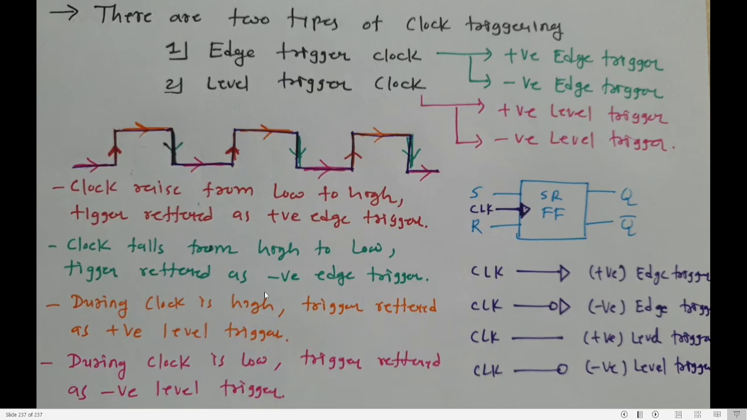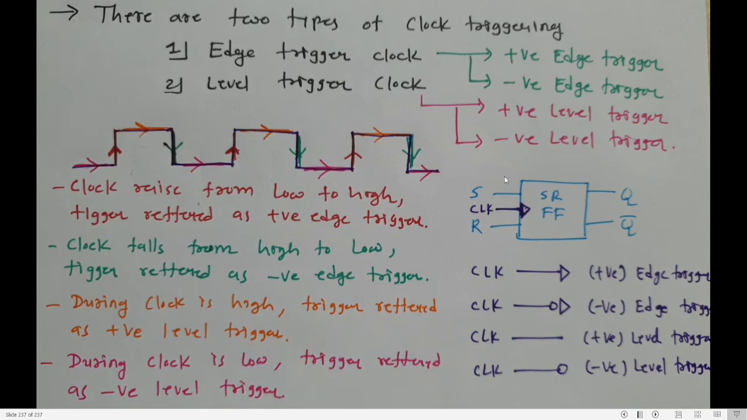If the clock is high, that is positive level triggering. Can you see, this is positive level and this is negative level. So this is level triggering. Level triggering can be positive or negative. This is positive, this is negative. During this, the clock is low, negative. So now I know what is edge triggering. Edge triggering means at the edges. Level triggering means either at the top or at the bottom levels. These levels can be positive level or negative level.